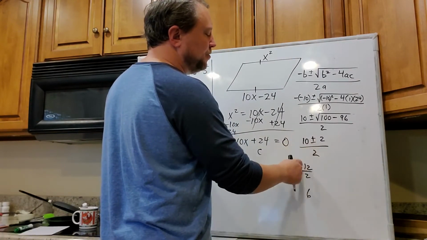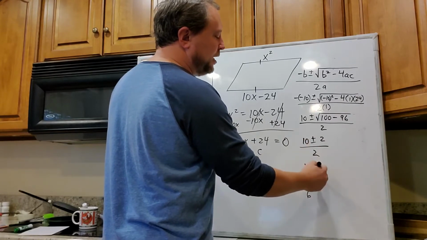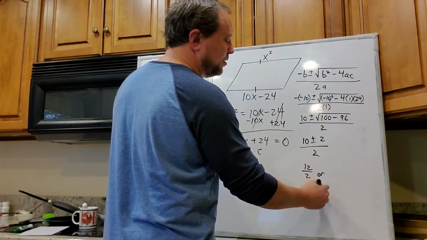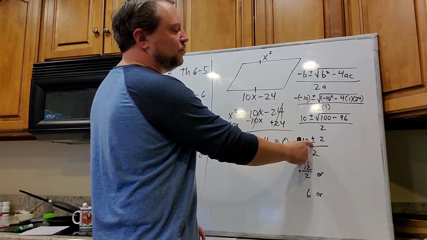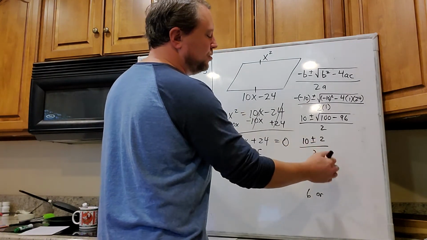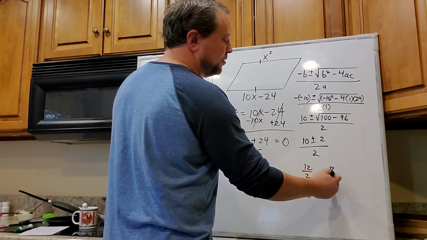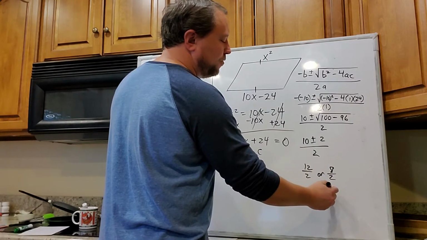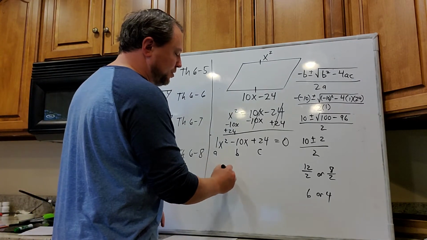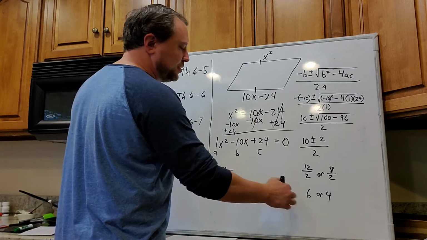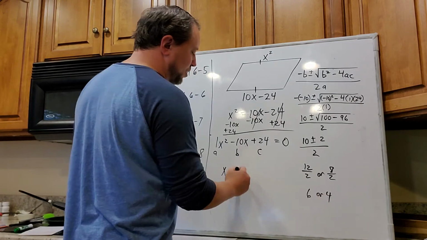There's the positive answer. And then there's always a second answer on these. The second one we get by doing the subtraction below here. So 10 minus 2 is 8, divided by 2 is 4. Okay, so there are our 2 possible values of x. x is either 6 or 4.